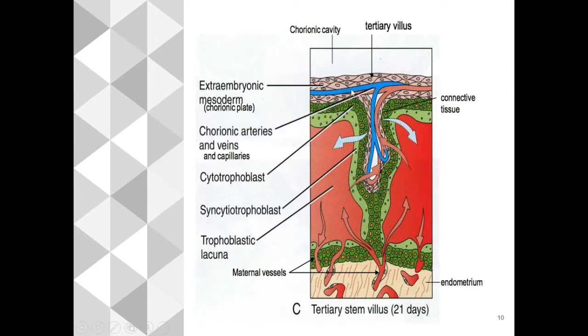When fetal blood capillaries invade this extraembryonic mesoderm, then it will be called the tertiary chorionic villi. Now this side will be the layers of the fetal tissue and this side will be the layers of the maternal tissue. Together, these two parts are going to form the human placenta. This is developing from the decidua basalis and this is from the chorion frondosum.